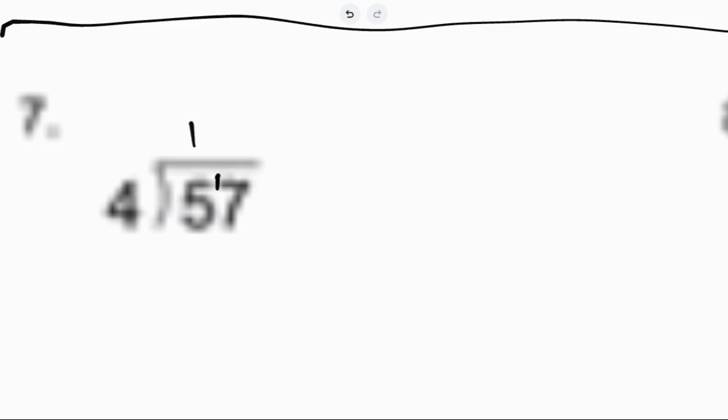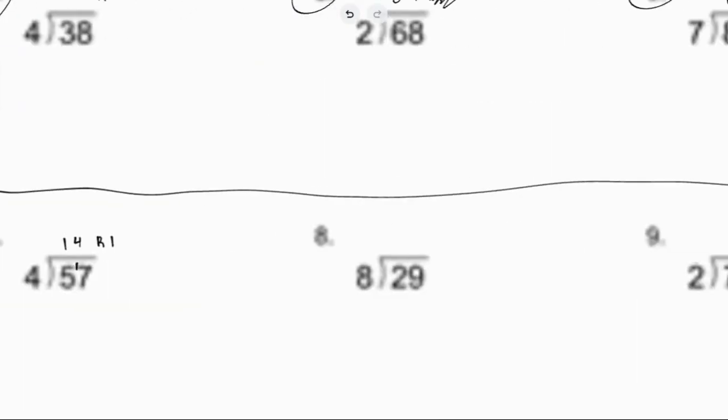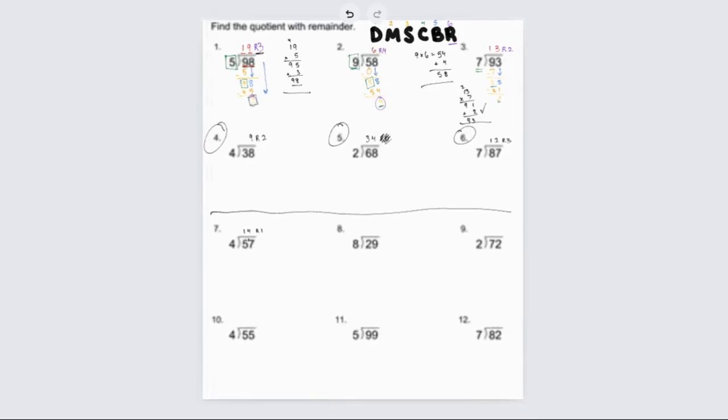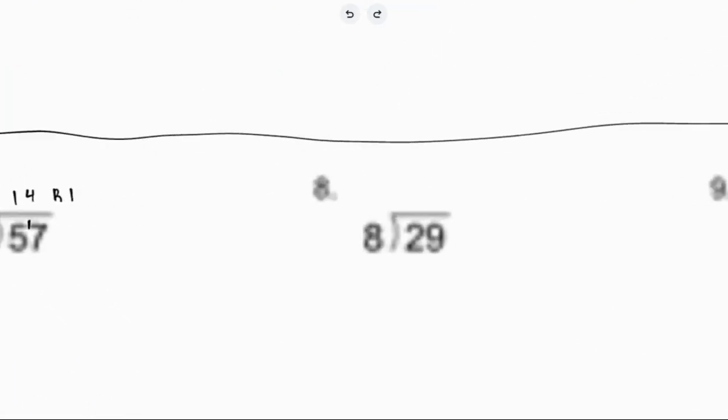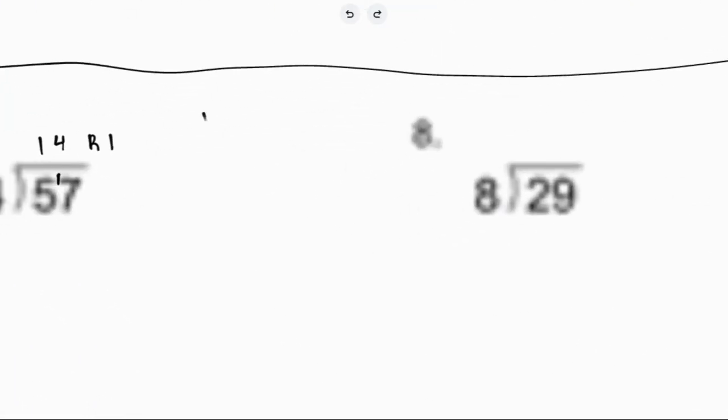Now we're just going to go back and repeat. 17 divided by 4 is 4. You have a remainder of your subtracted, which is remainder 1. So you can kind of see how that works with DMS-CBR. It's just much, much simpler to do it in your head, and you have a lot less work to show.